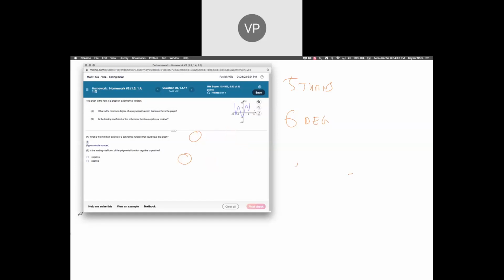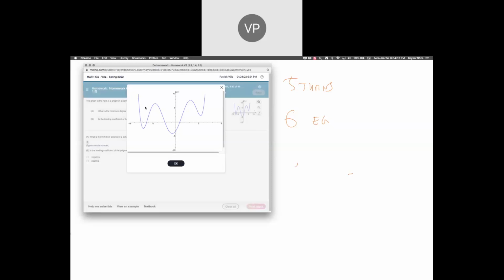Okay, so let me pull up this picture again and try to enlarge it for you guys. Remember, because the two ends are the same, we know the degree is even. So the highest power is either going to be 6 or 8 or 10 or something like that, but it's got to be even.